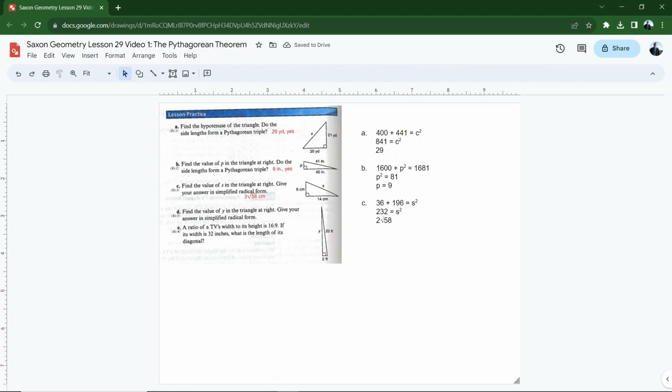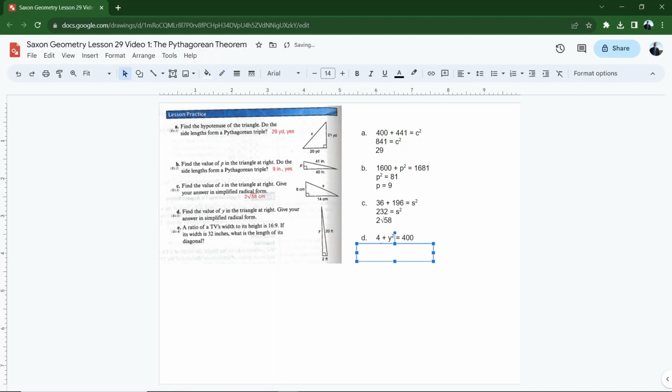Letter D. Find the value of x in the triangle at the right. This is going to be the same sort of problem as letter B, except this time it's not going to come out to a perfect whole number. So notice that I know a leg, or my variable is one of the legs, not the hypotenuse. I know the hypotenuse.